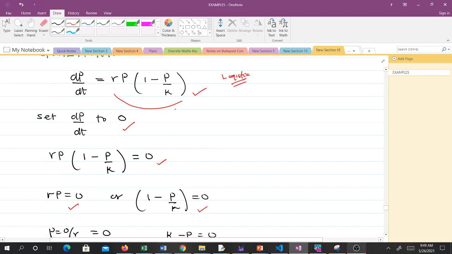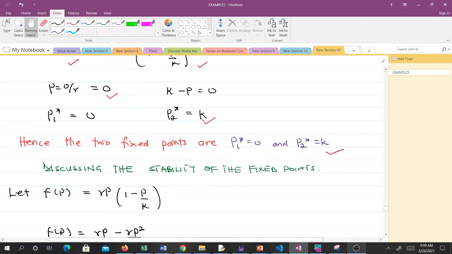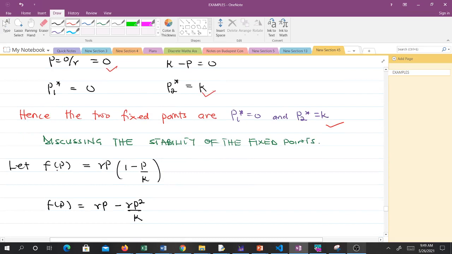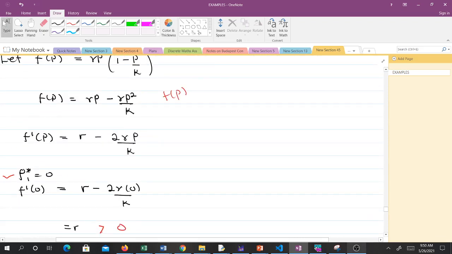Okay, so we let any function represent that. Let's call that function f of p. So we let f of p be equal to rp times 1 minus p over k. When we multiply it, we are going to get rp minus rp squared over k. So this is f of p. So what we do is that we take the first derivative of f of p with respect to p, right?